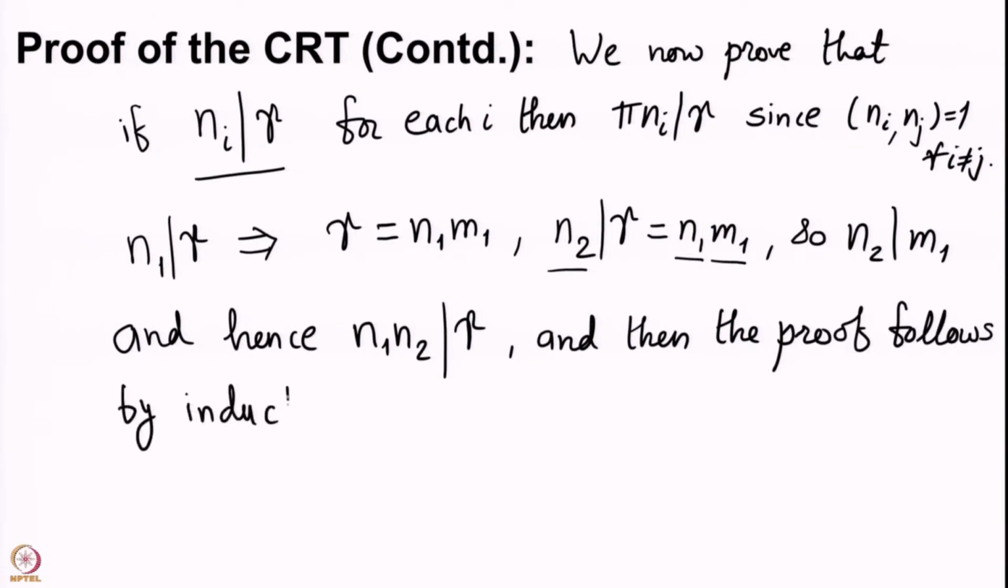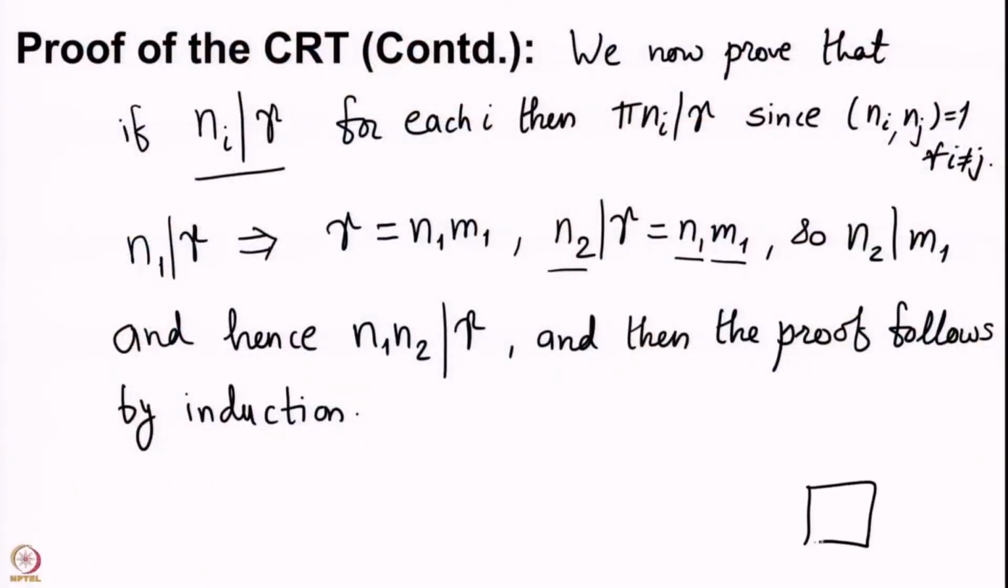By induction. So the only thing to note here is that we have the fundamental theorem of arithmetic, which guarantees that the primes occurring in a factorization are unique, with the powers also being uniquely determined by the integer n. That is the only thing which will give us all these solutions. So what we have now done is we have completed the proof of the Chinese remainder theorem.